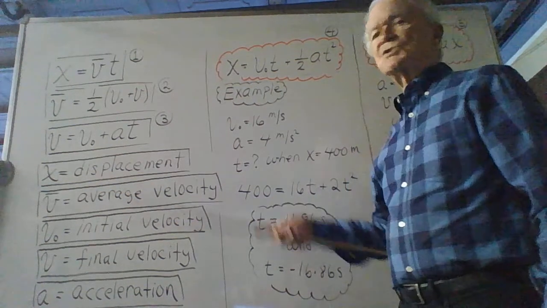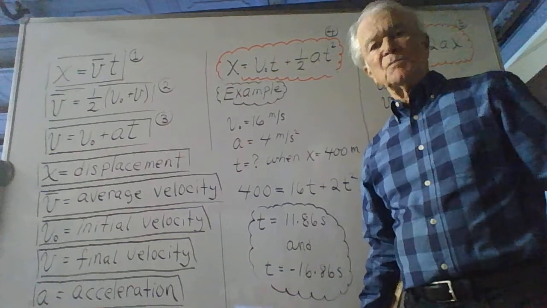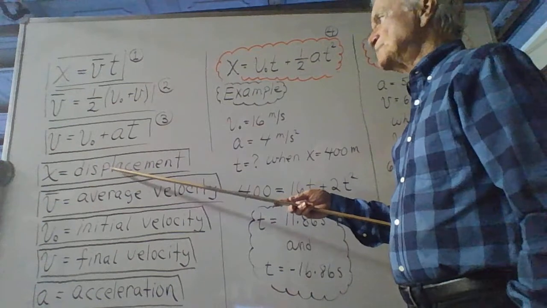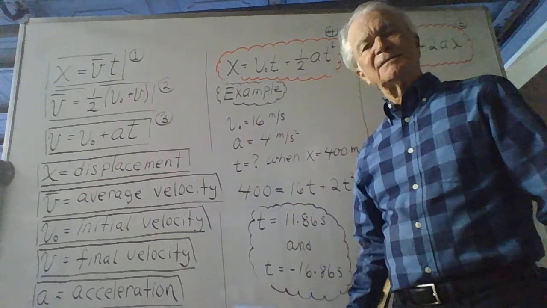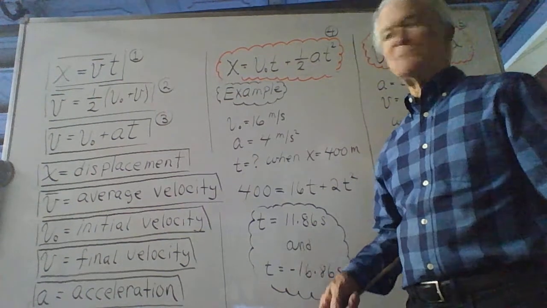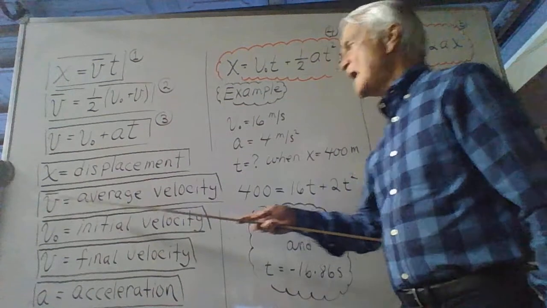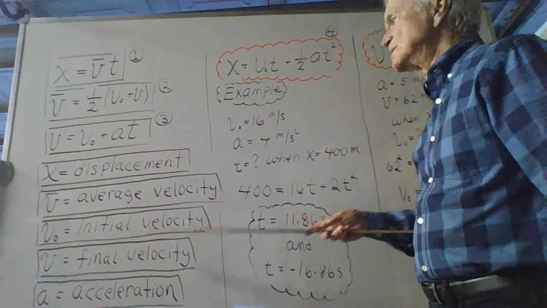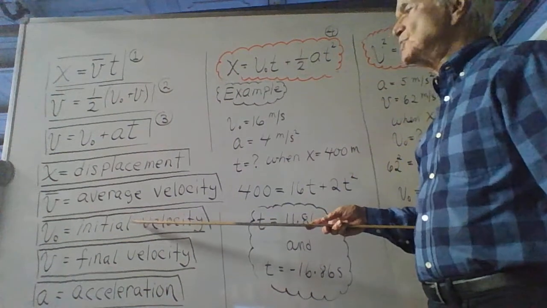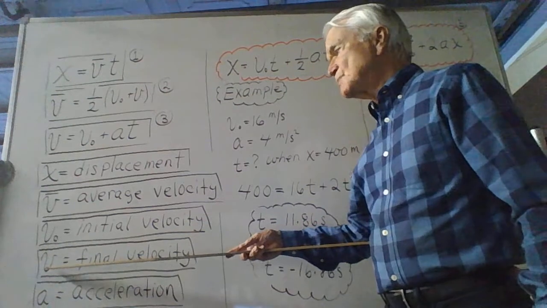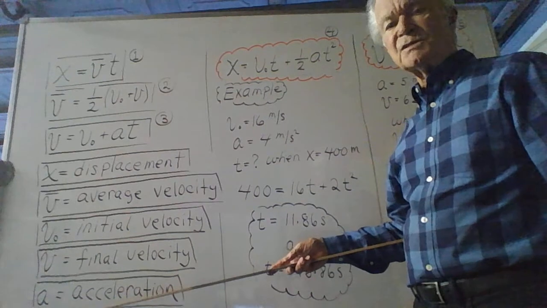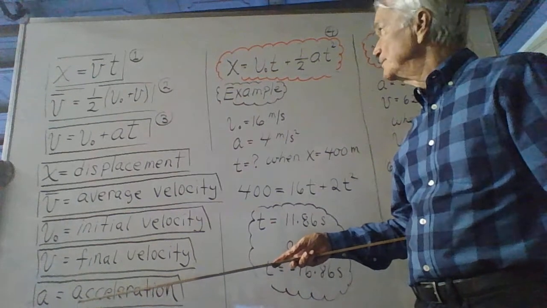X marks the position of the object moving along the x-axis. It's the x-coordinate. It's called the displacement, being the amount by which an object's position has changed, measured in meters. V bar is the average velocity, measured in meters per second. V zero, or V naught, as we say, is the initial velocity, measured in meters per second. V, unsubscripted, is the final velocity. And A is the acceleration, measured in meters per second squared.